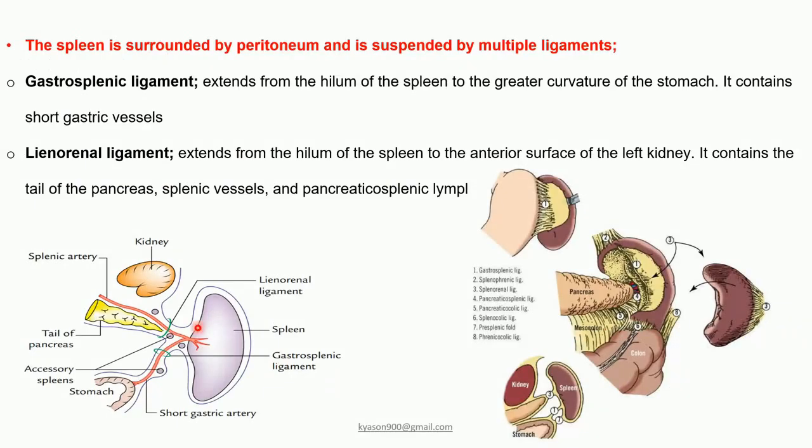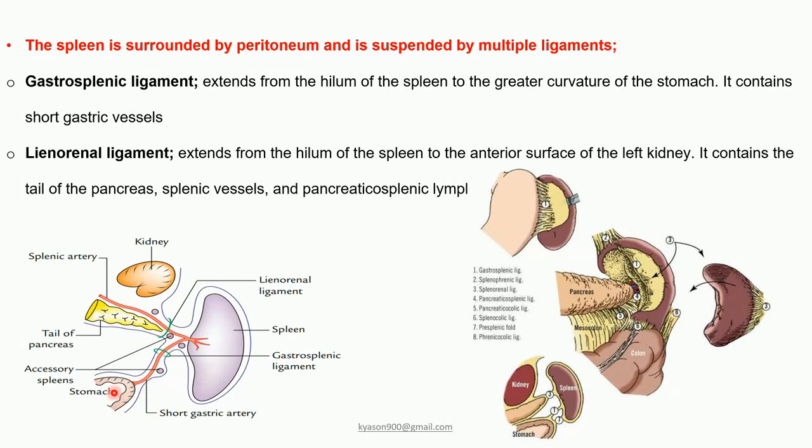The spleen is always supported in position by help of ligaments. There's what we call the gastrosplenic. That ligament, the gastrosplenic, you can also see it here, okay? You can also see it here. It's going to be extending from the hilum of the spleen to the greater curvature of the stomach. And it's going to be containing the short gastric vessels, okay? There are those short gastric vessels, around 3 to 4, that always come from the splenic artery to come and supply the stomach.